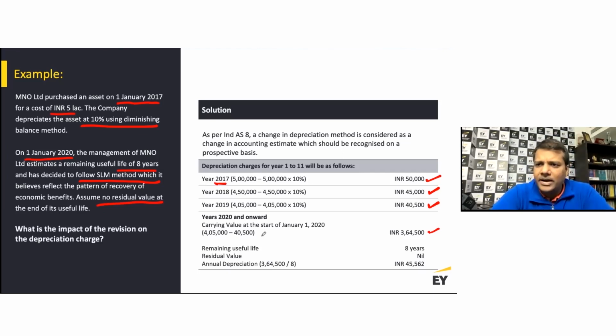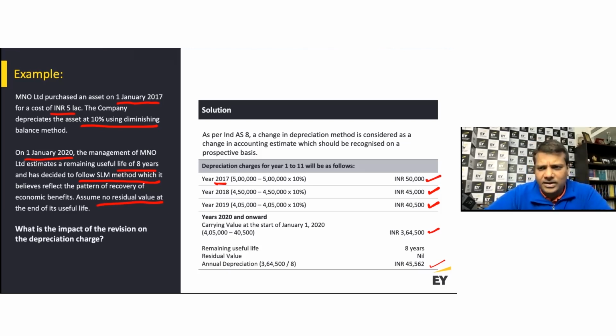Here now I made an estimate that the remaining life is how much? 8 years. Okay, and that is where I now want to change the method of depreciation. So I'm going to then do 364. So my depreciation now for the remaining 8 years, till the time I again change my estimate, is 45,562.